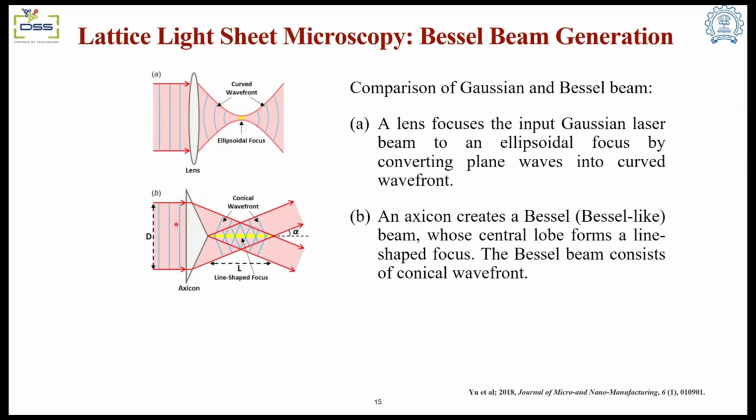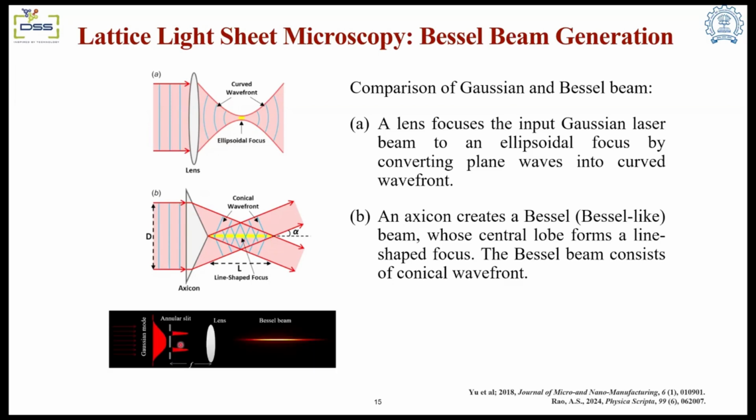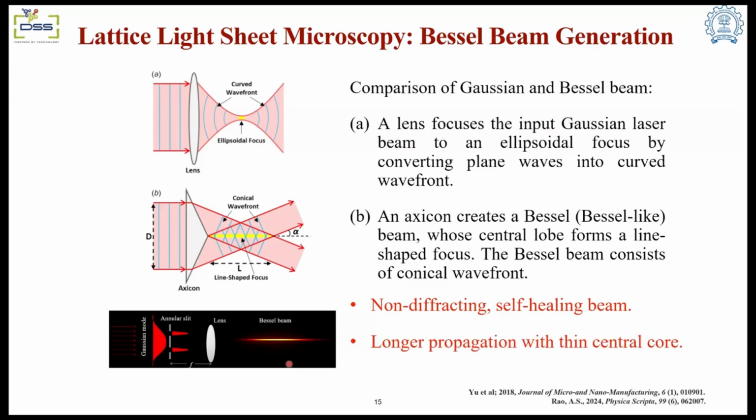As I mentioned, we can generate the Bessel beam in several ways. This is the axicon prism. This is some special kind of prism. So in this, if the light is coming, then in this region it will generate the Bessel beam. If you have the annular aperture, you will get the Bessel beam the same way. The Bessel beam is known to be non-diffracting, and it's a self-healing beam. Second, it has a longer propagation with a thin central core, so that we can get more depth.